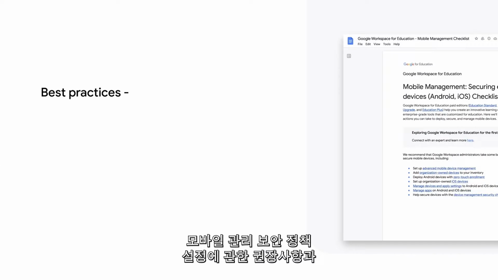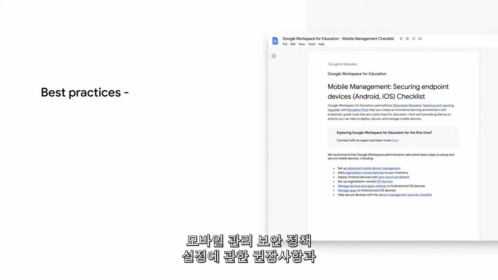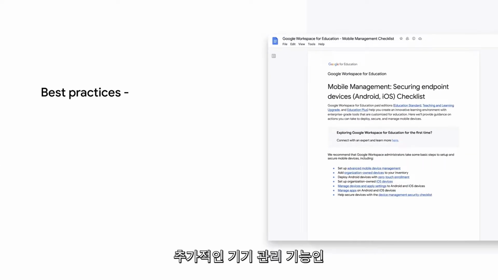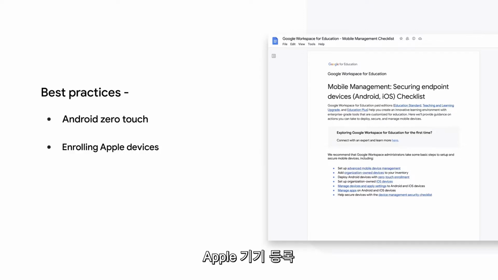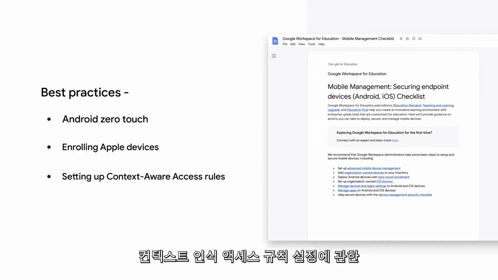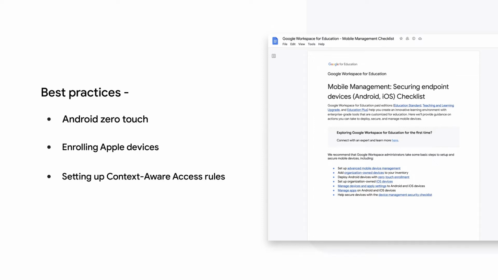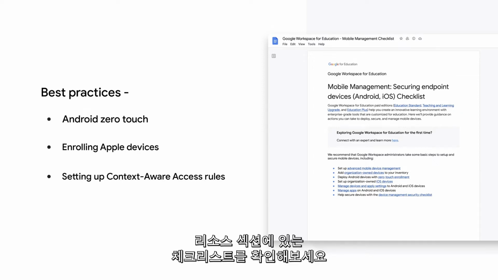For best practices on setting up mobile management security policies, and for additional device management features, such as Android zero-touch enrollment, enrolling Apple devices, and setting up context-aware access rules, please review the checklist in the Resources section.